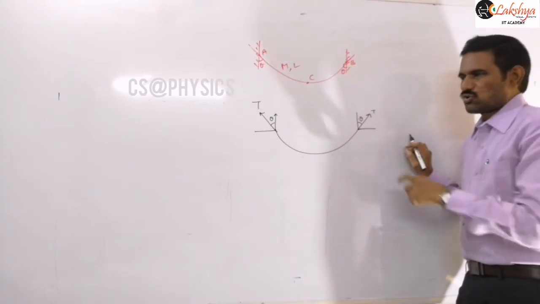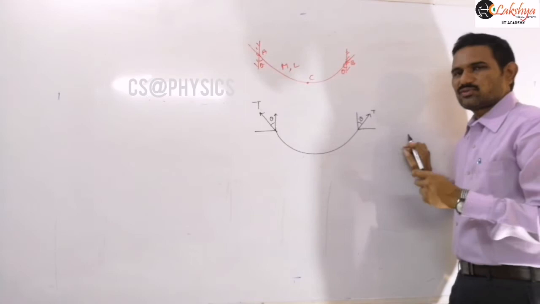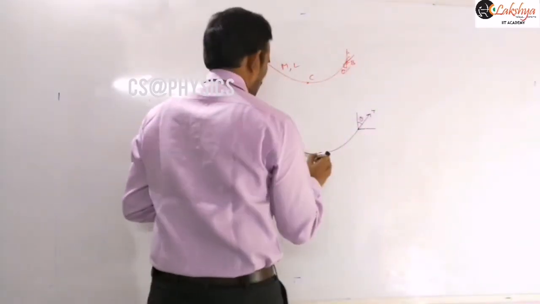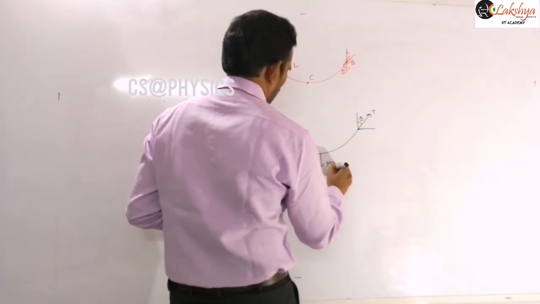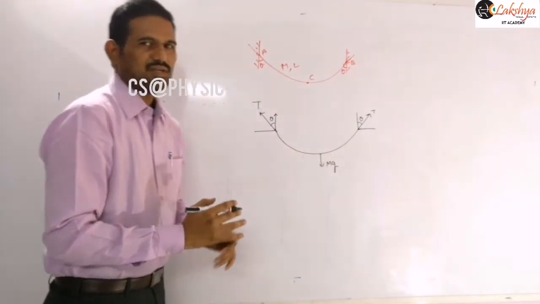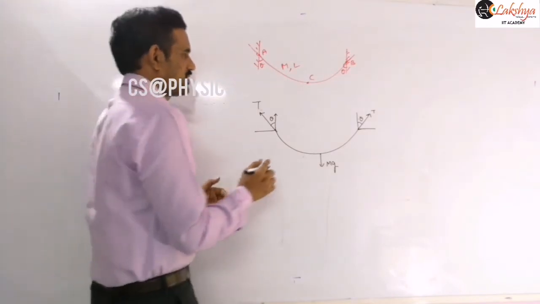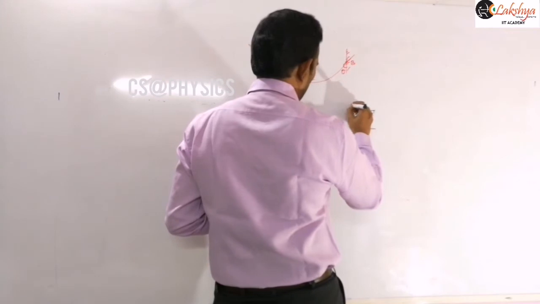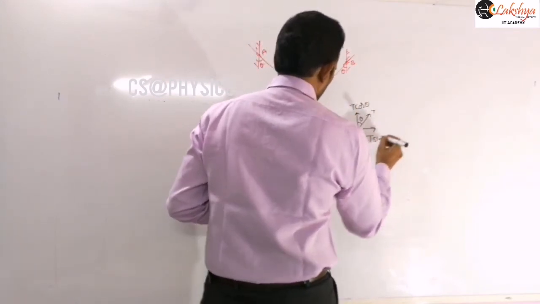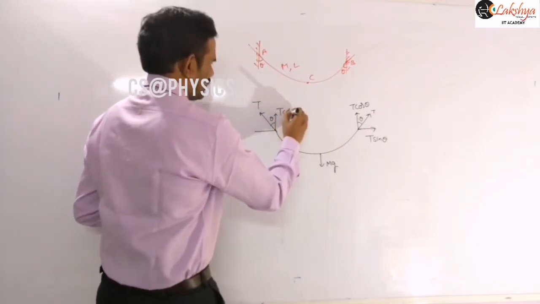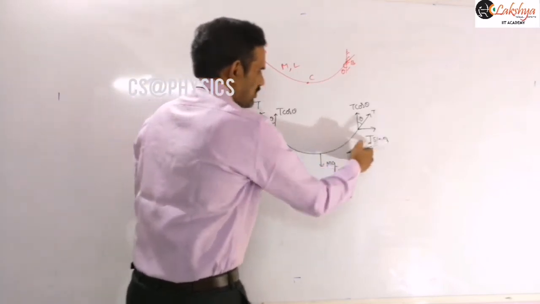In addition to that, the other force acting on the string will be the weight of the string, which is acting in the downward direction. Now let us resolve this tension into components and balance them. So this component is T cos theta, and this is T sin theta, and similarly this is T cos theta and T sin theta. As I said, these horizontal components will balance with each other.